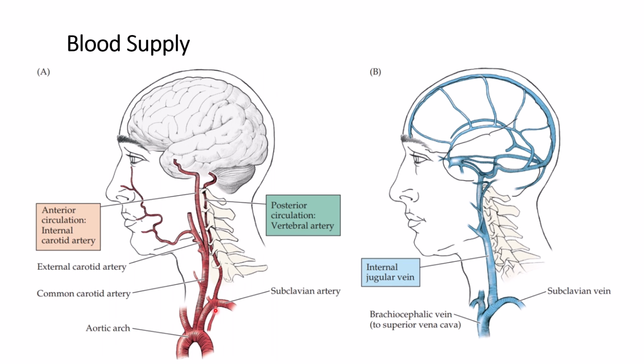Another one is the subclavian artery, which is a branch of the aorta, and then it goes to the vertebral artery, and that goes through the cervical vertebrae to the posterior part of the brain. So you have two systems. One is the anterior circulation, and the other is the posterior circulation.